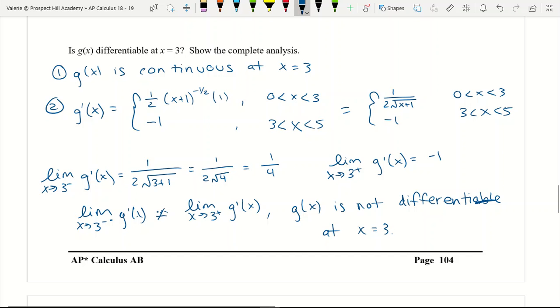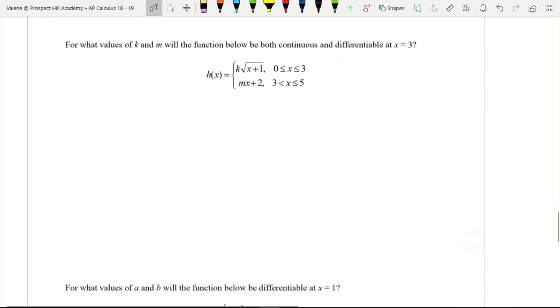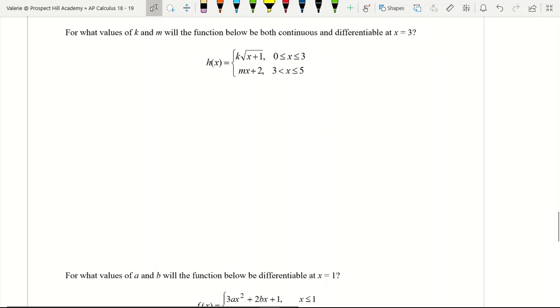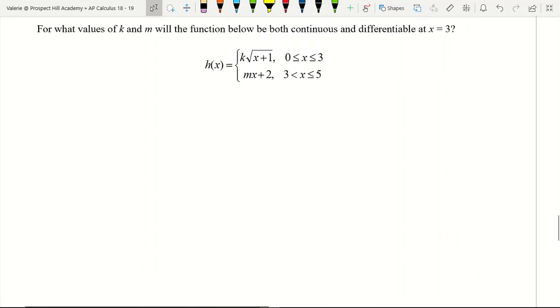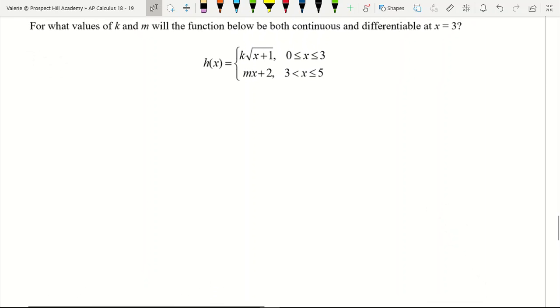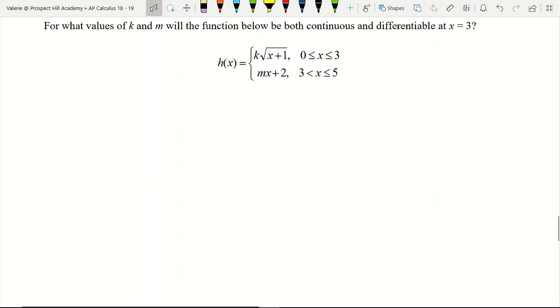Okay, so moving on to the last page, I'm only going to do one problem on this last page. Both of them deal with finding the two missing variables that will make the function both continuous and differentiable. So first thing I'm going to do for h of x, because that's the problem I'm going to do. For h of x, I know that in order to find differentiability, I'm going to need to eventually know the derivative. So I'm just going to do that now. I'm going to find the derivative of h of x.